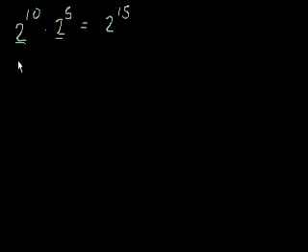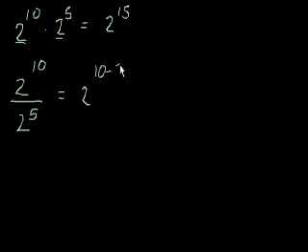If I had 2 to the 10th times 2 to the 5th, we learned that since we're multiplying exponents with the same base, we can add the exponents, so this equals 2 to the 15th. We also learned that if it was 2 to the 10th over 2 to the 5th, we would actually subtract the exponents. So this would be 2 to the 10 minus 5, which equals 2 to the 5th.